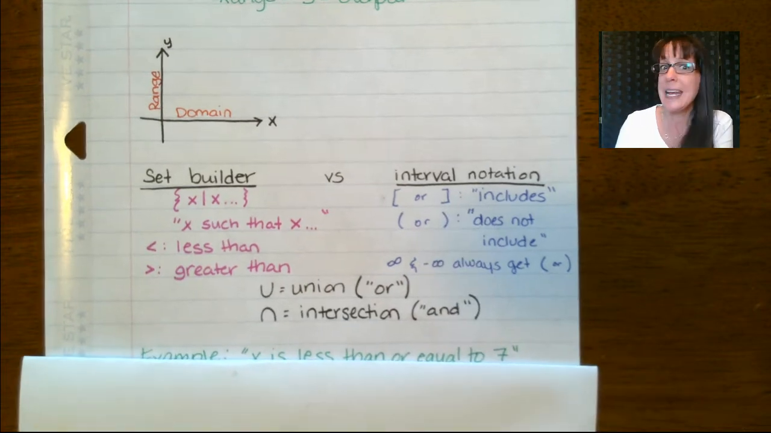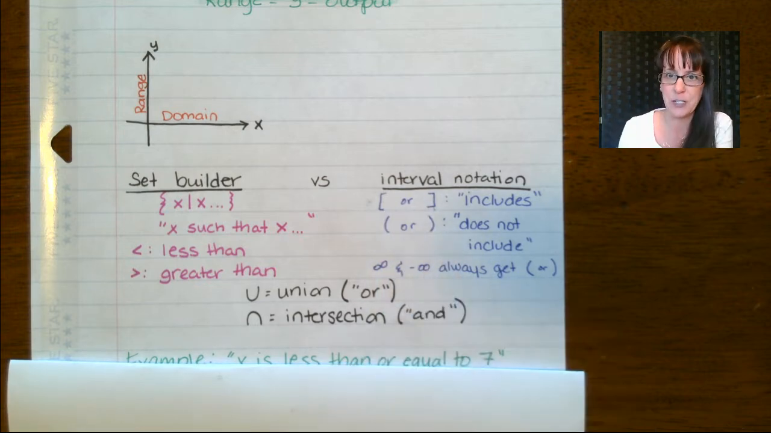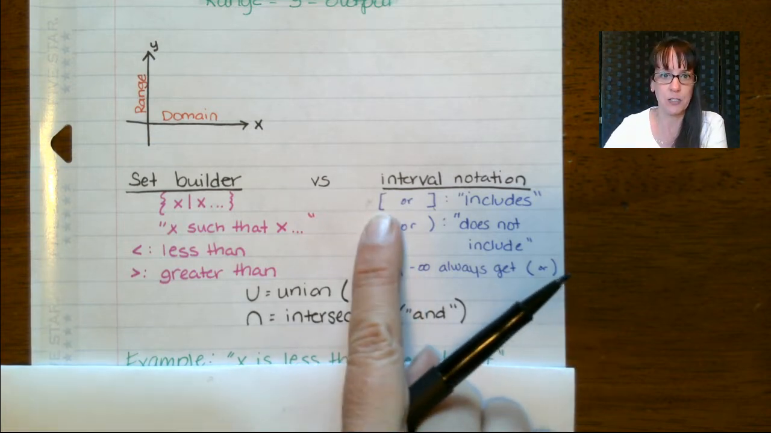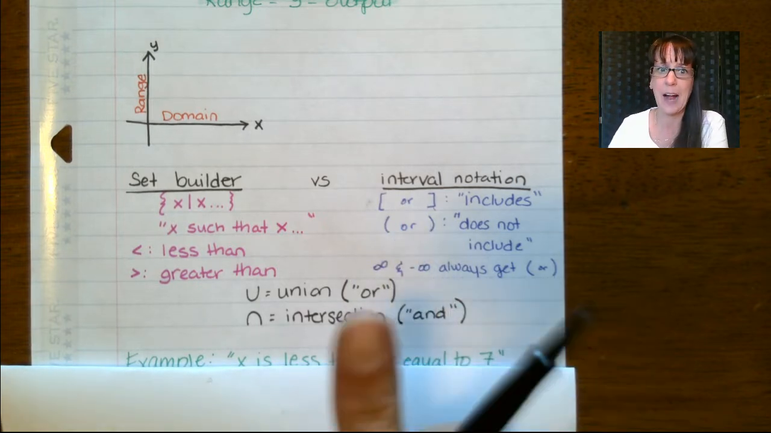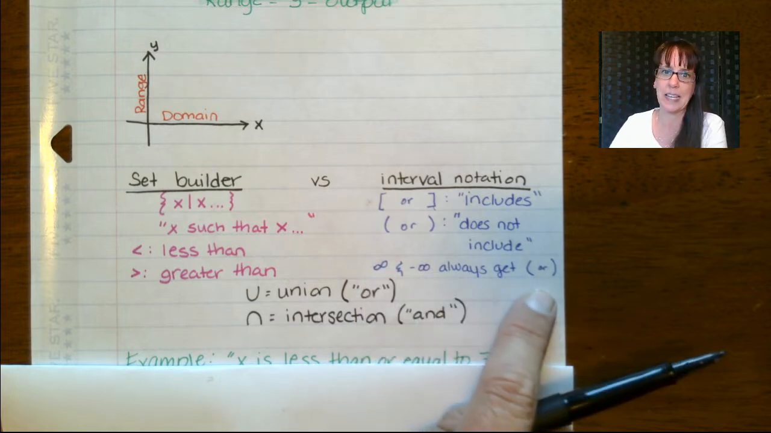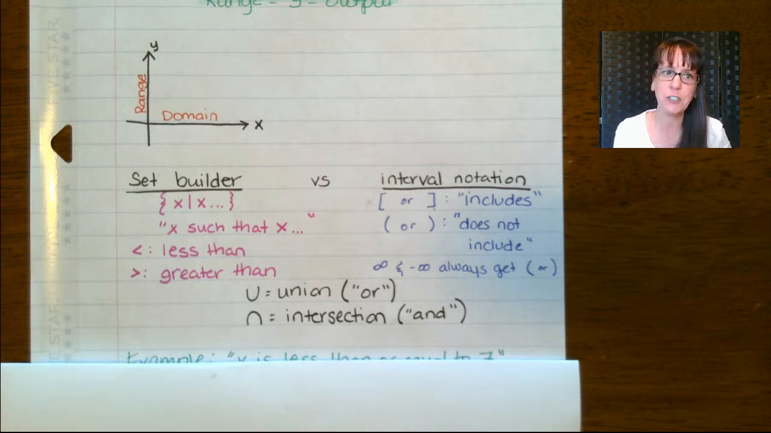Okay, interval notation. If you see brackets, these guys right here, in interval notation, that includes whatever we're doing there. So that's like if you had less than or equal to or greater than or equal to. That would be similar to what these are. These parentheses, those do not include. However, when we use infinity and negative infinity, they always get the parentheses. Another one, union and intersection, you'll need that both for set builder and interval notation.